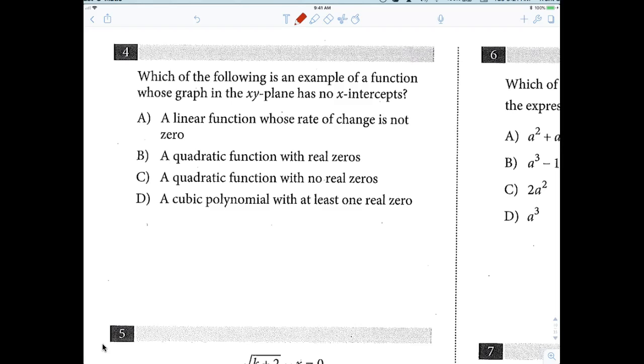It says, which of the following is an example of a function whose graph in the xy plane has no x-intercept? If it has no x-intercept, that means it doesn't cross the x-axis. Everybody with me on that? Everybody understand the terminology there? It doesn't cross the x-axis. So if it doesn't cross the x-axis, it doesn't have a 0. Listen to what I'm saying. Just stop talking and listen. If it doesn't cross the x-axis, it doesn't have a 0.